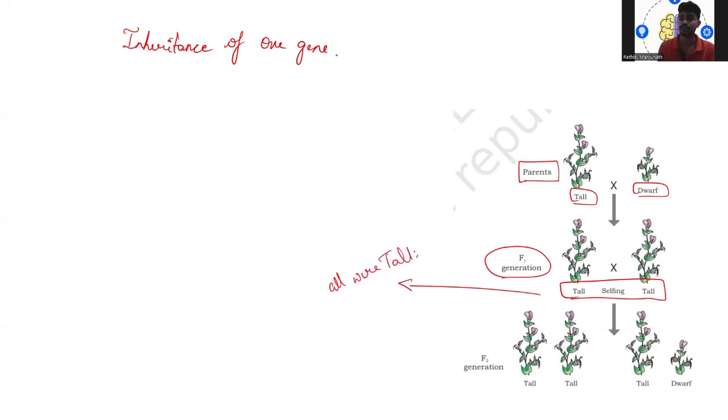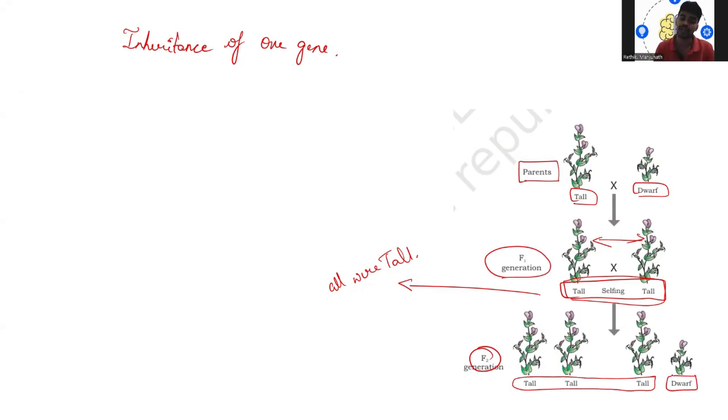So after this F1 generation, whatever result he got, those were self-pollinated. Selfing is nothing but self-pollination. Say this tall plant and this tall plant were pollinated with each other, self-pollinated. And as a result, he observed an F2 generation in which out of four plants, three were tall in character and another one was dwarf in character.